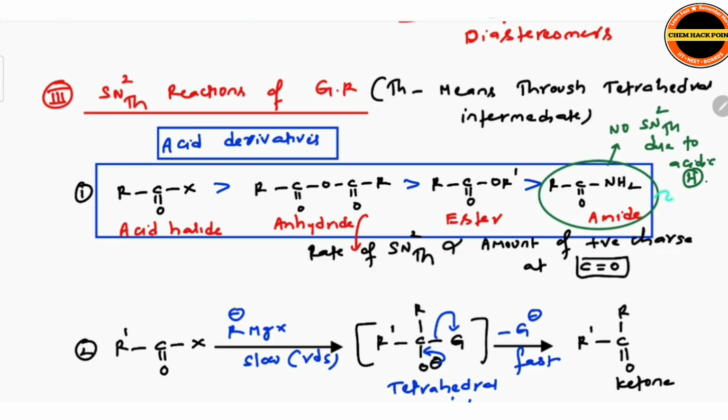It will show an acid-base reaction because of the acidic hydrogen. This hydrogen is acidic hydrogen, so it will not show SN2TH, but it will show an acid-base reaction. In the acid-base reaction, the hydrogen is given and R minus combines with it. See now.